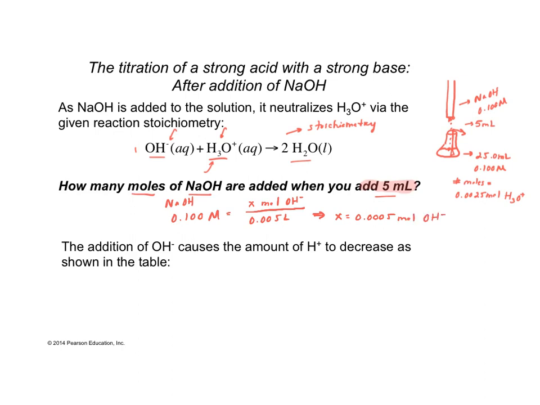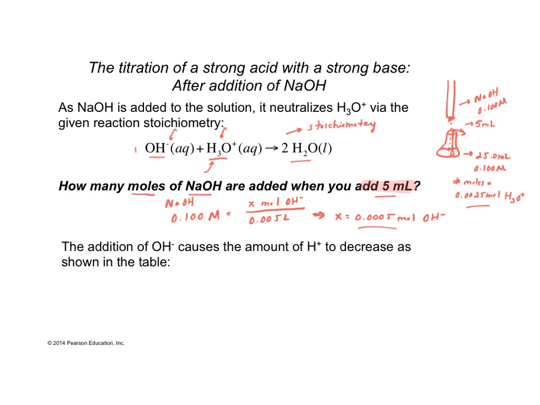Okay, so we had this much H3O plus. We've now added this much OH minus. So what we're going to do is make this little table, and we're going to call this a BCA table, before, change, after, to keep track of what we had, what we have left, and then calculate the pH from that.